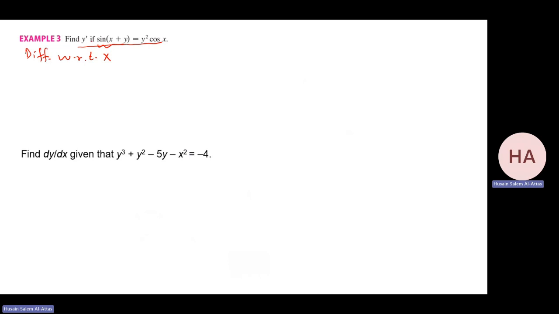Now we'll come to this. Sine of something: that will be cosine of that thing times the derivative of it. I want to differentiate with respect to x. What's the derivative of x? It's 1. What's the derivative of y? It's y prime.